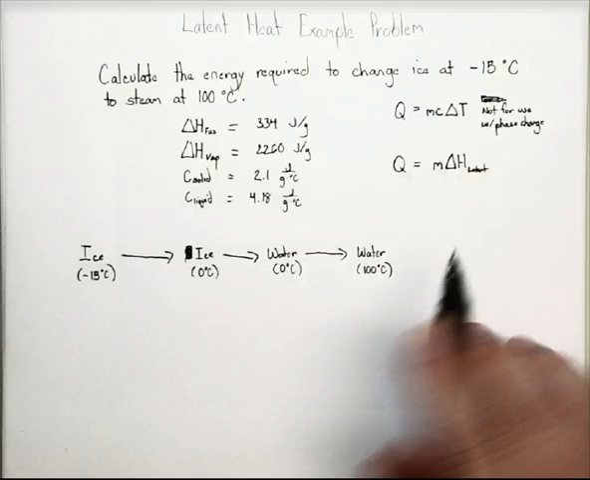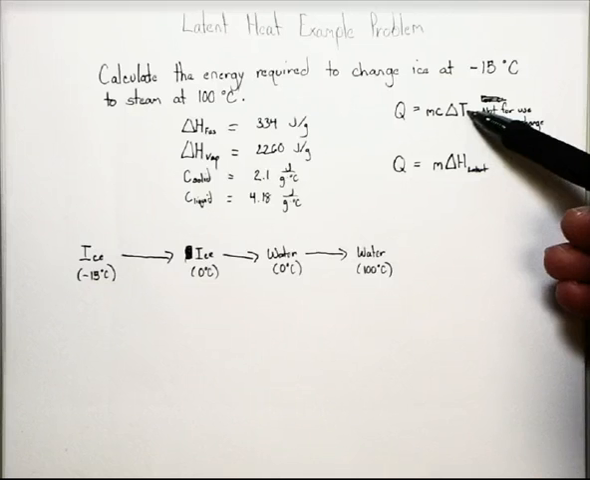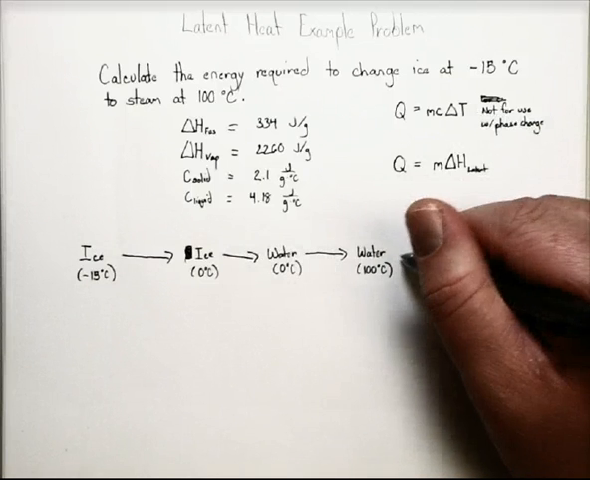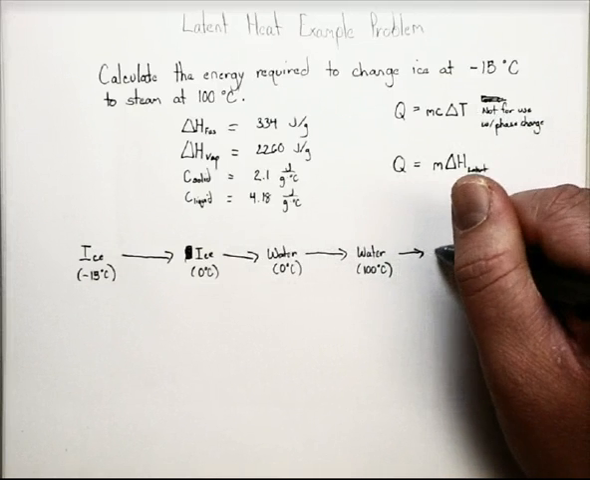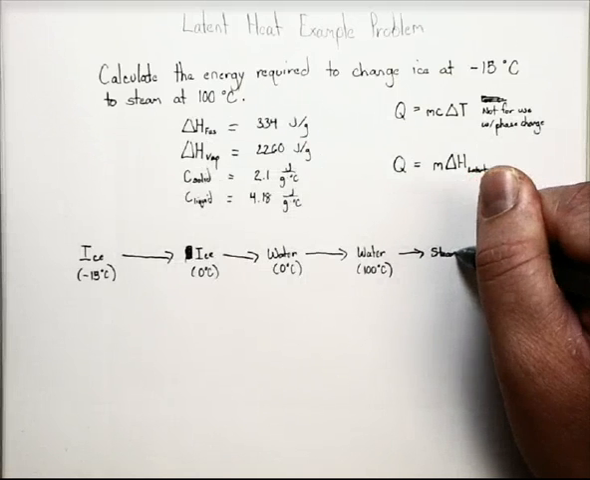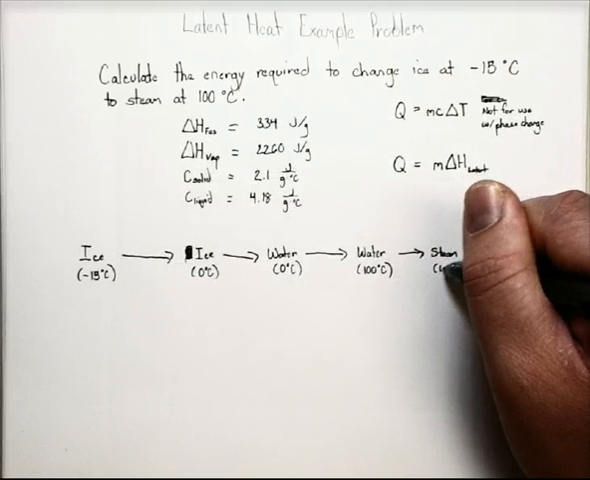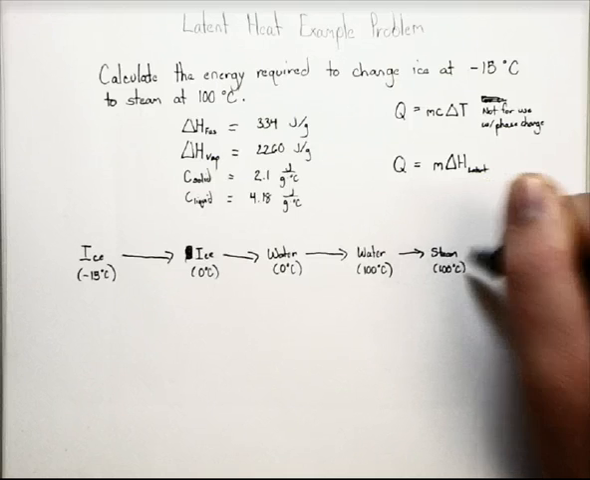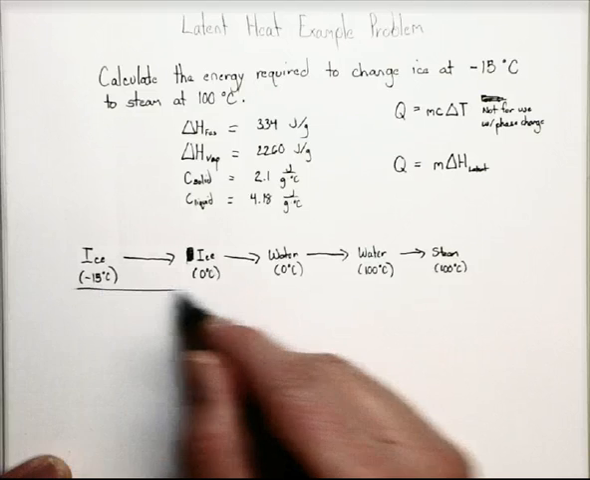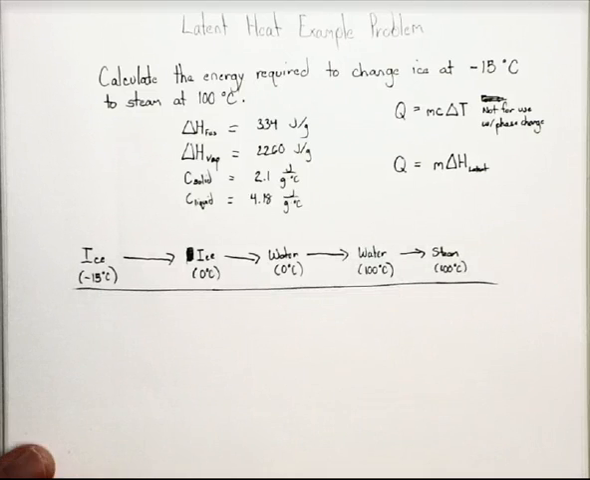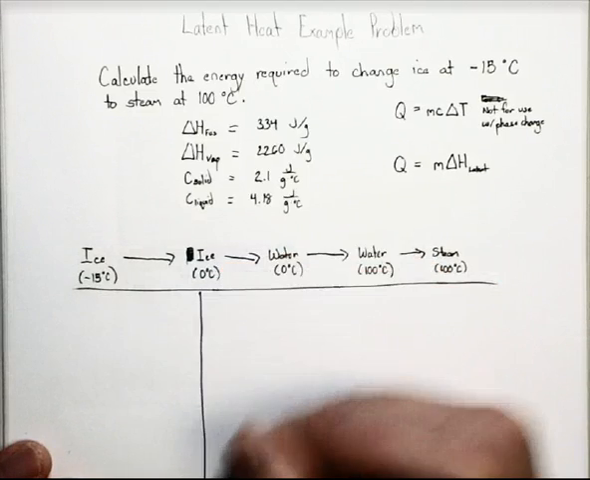And this is just another change where the temperature is changing. It stays the same phase. And then that water is going to turn into steam or water vapor at 100 degrees Celsius. Again, no change in temperature. So I'm going to divide these up into separate problems because we do have to work them separately.